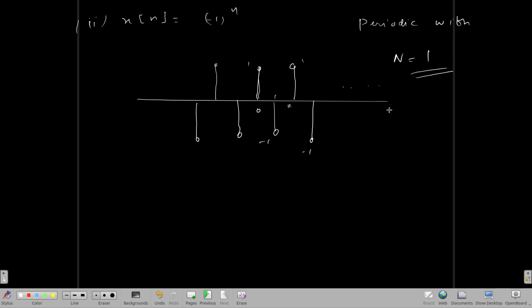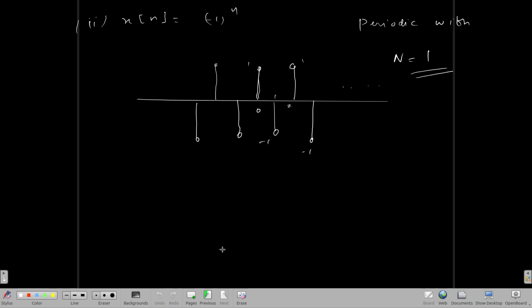Similarly, I'll post some more questions regarding periodicity, and in those there will be periodic and non-periodic signals. In this example I am just showing periodic signals, but there will be both periodic and non-periodic signals.